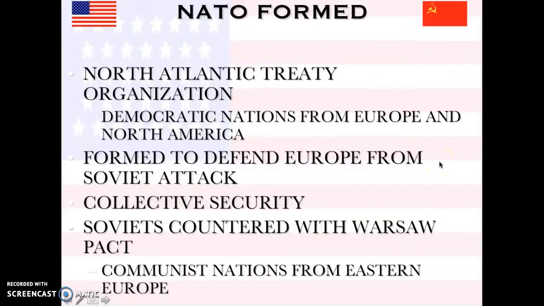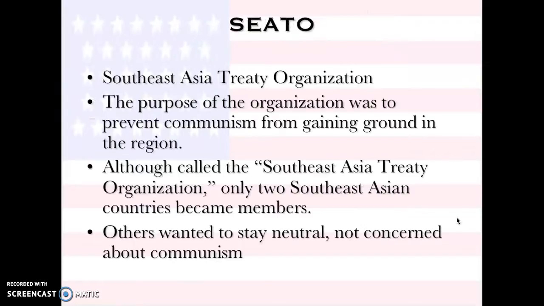So this is when NATO is formed, the North Atlantic Treaty Organization, which is democratic nations from Europe and North America. It's interesting that's in the news today, so you may want to listen to that. It was formed to defend Europe from Soviet attack, and this gives us collective security. So the Soviets were like, hey, the non-communist countries have formed a union, so what are we going to do about it? So the Soviets come back with what they call the Warsaw Pact, and it's communist nations. So you have two different alliance groups occurring here. Red flags, anybody, have we heard of this before?